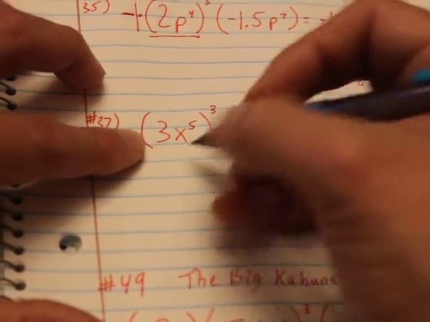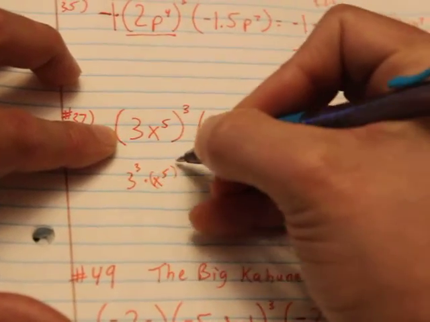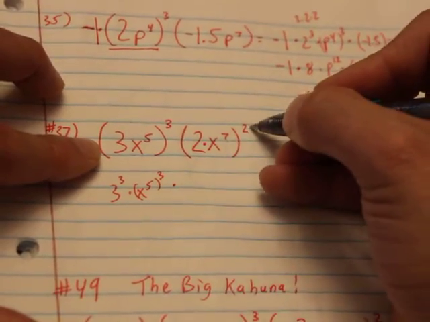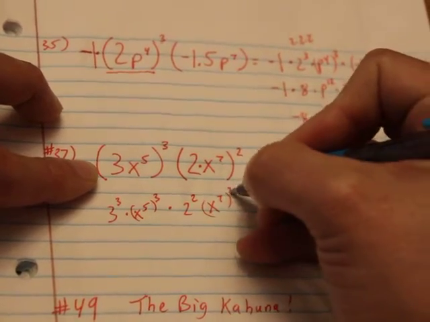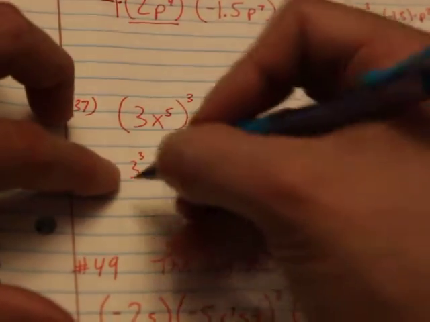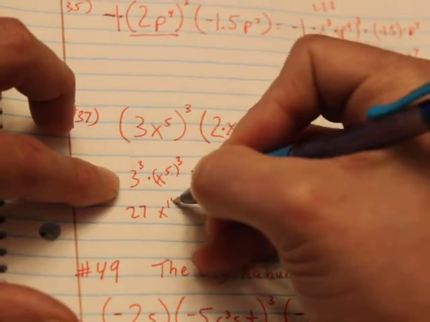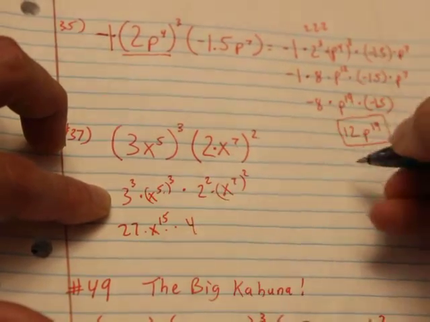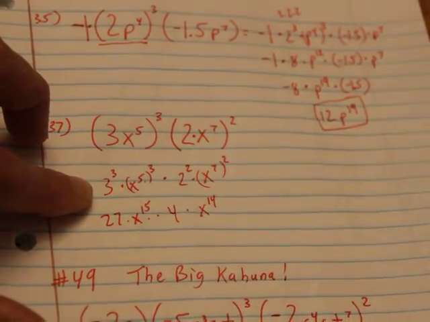3x to the 5th to the 3rd is 3 to the 3rd power times x to the 5th to the 3rd power, times, and now I've got 2 times x to the 7th squared. That's 2 squared, and then x to the 7th squared. 3 to the 3rd power is 3 times 3 times 3, which is 27. X to the 5th to the 3rd power is x to the 15th. 2 squared is 4. X to the 7th squared is x to the 14th power.